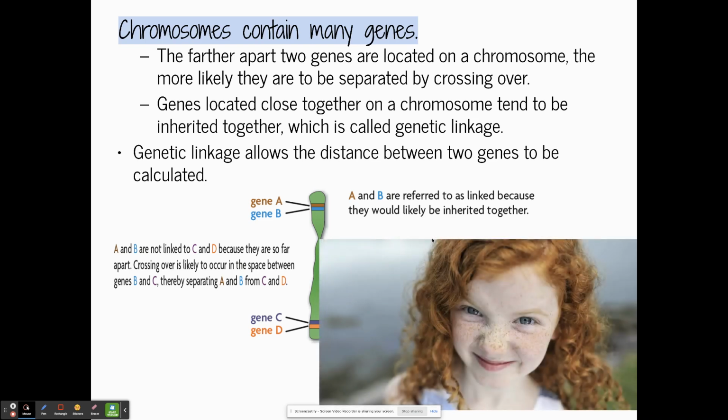An example of linked genes would be red hair and freckles. The majority of people that have red hair usually have freckles. Why is that? Because those genes are so close together that they are inherited together.